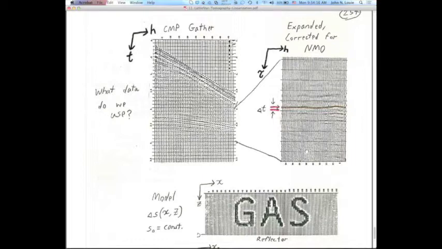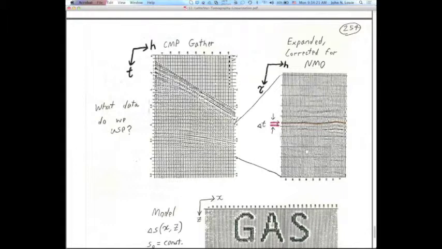Here's an example that Clayton cooked up. Here's a common midpoint gather, and you can see lots of reflections in it. And then there's a very prominent reflection that builds in amplitude with even medium offsets. This is definitely a pre-critical reflection, very large amplitude. And if you just take this part, correct it for NMO, and plot it in an expanded way, you can see that in addition to the large amplitude, there's a little bit of timing difference. You've got a pretty good velocity here, but in some areas there's a little bit of delta t as well.